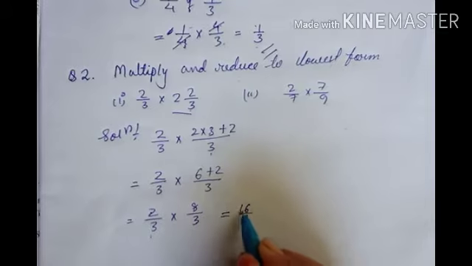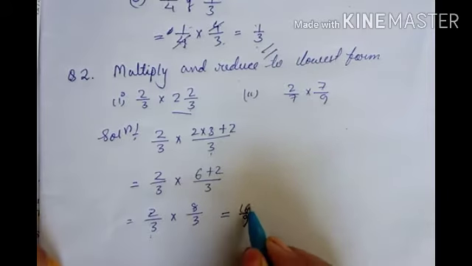Now what is the answer? 16 upon 9. Is there any common factor? No, we cannot cancel these two terms. So your answer will be 16 upon 9.